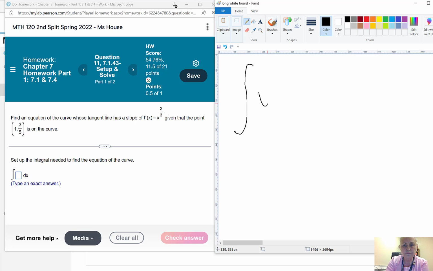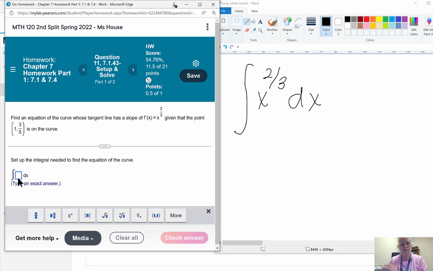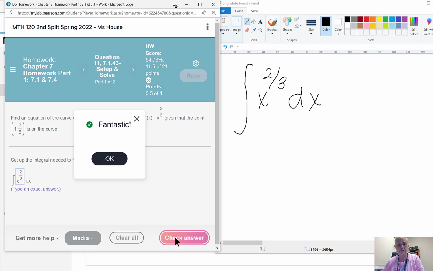They give us the function that the derivative has been taken of, right? Because look, it says f prime of x is x to the 2/3. The derivative was taken. Now we're going to go backwards to find the original function, so that's the integral of that, and the dx indicating a derivative was taken. So this is the antiderivative we have to do. Don't forget your dx.